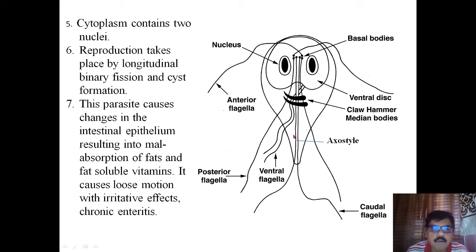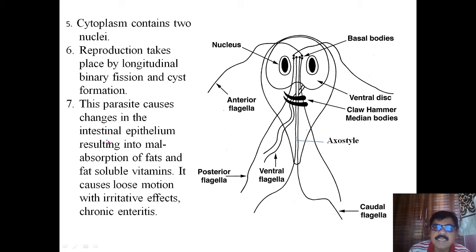The parasite causes changes in the intestinal epithelium, resulting in the malabsorption of fats and fat soluble vitamins. This parasite causes a disease with loose motions and irritative effects, and chronic enteritis, that is the inflammation of the enteron, the gut or the digestive system. It lives in the intestinal epithelium.